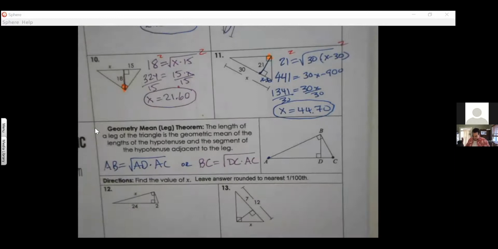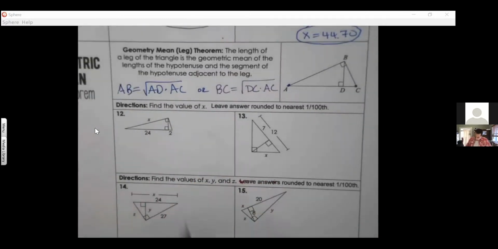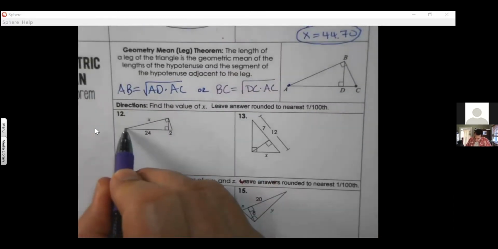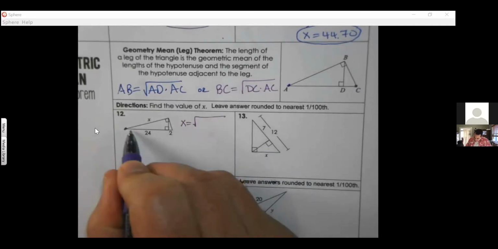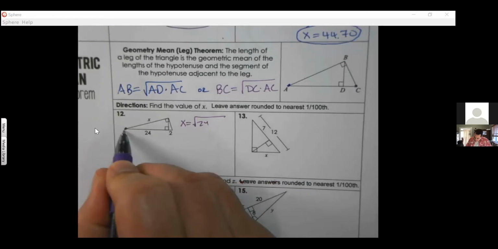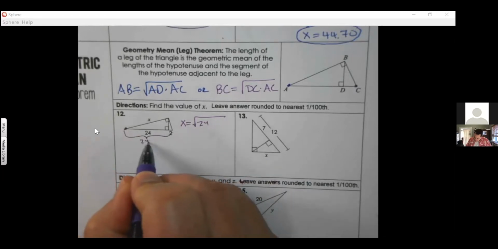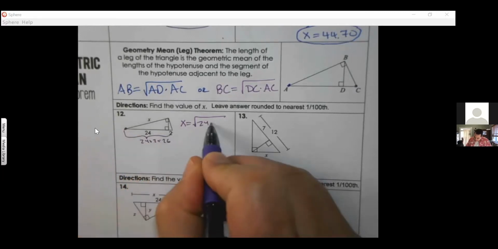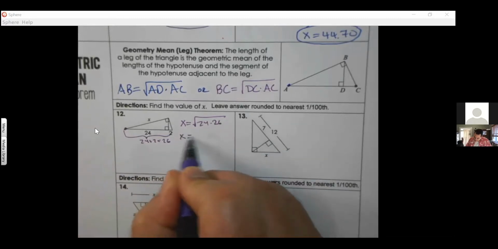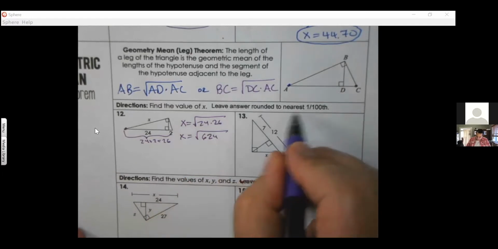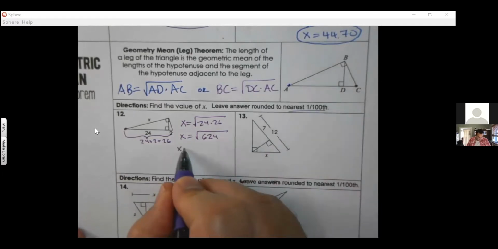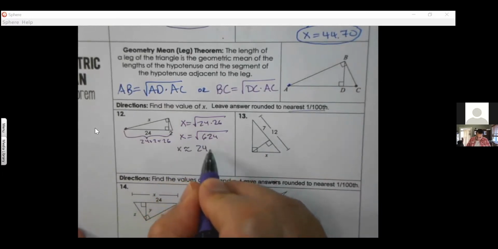All right. So here, if I want this side, x, there's my ending point. So x is the geometric mean between 24 and this whole thing, which would be 24 plus 2 is 26. Square root of 624. We're rounding here, so x is approximately equal to 24.98.